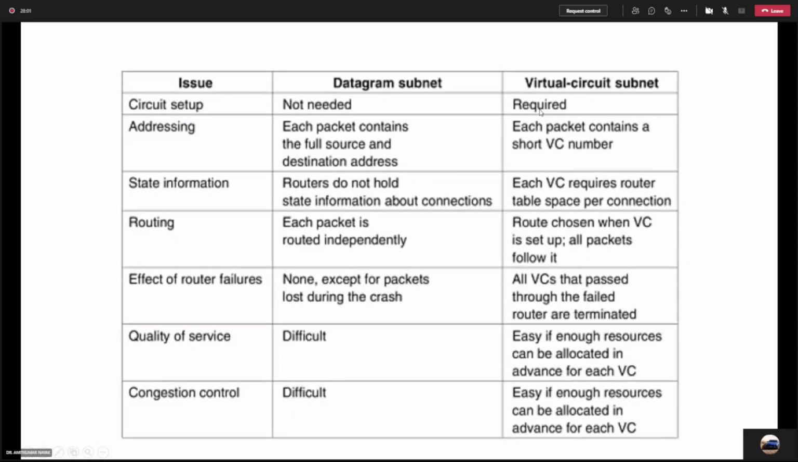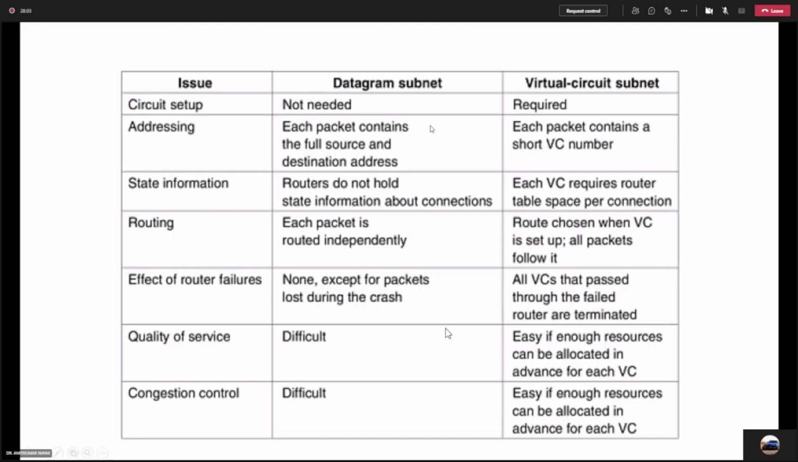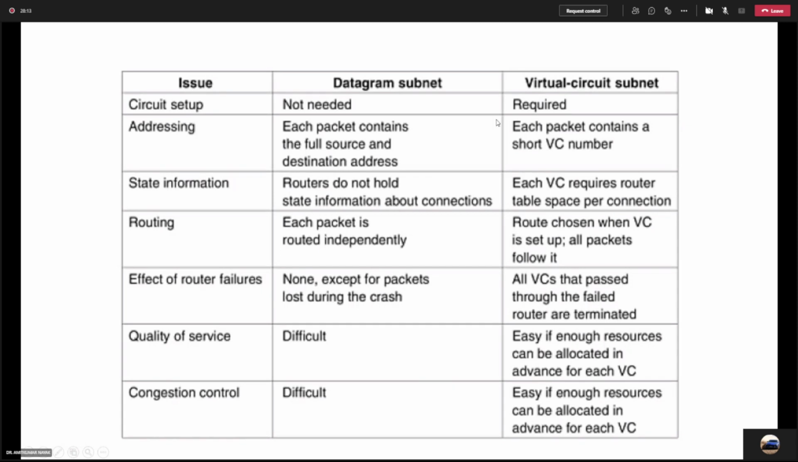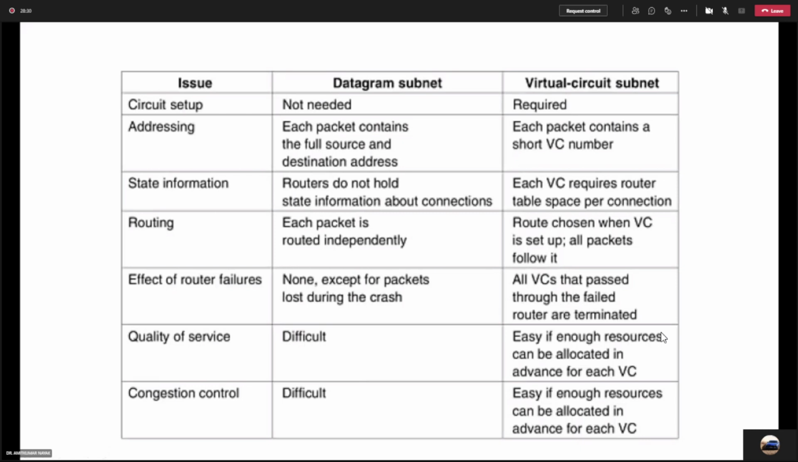So virtual circuit subnet, path between sender and receiver will be established and then the data communication will occur. This is virtual circuit subnet, okay? And in datagram subnet, you don't need to set up the path because every packet is following independent paths. So circuit setup or path setup is not required in connectionless service, and path setup is required in virtual circuit or in connection oriented communication.